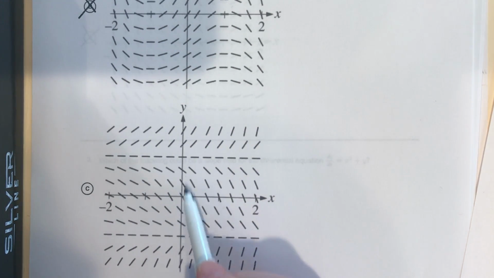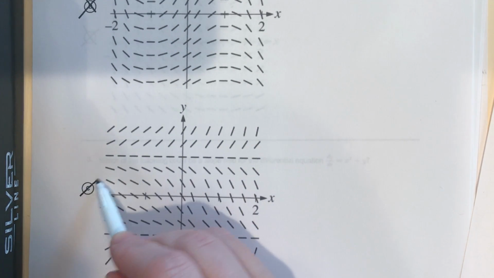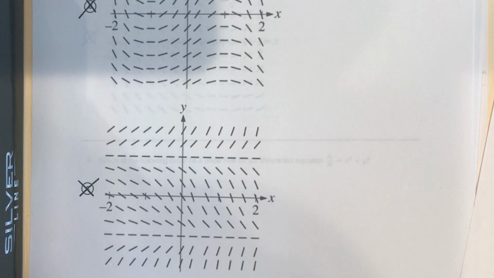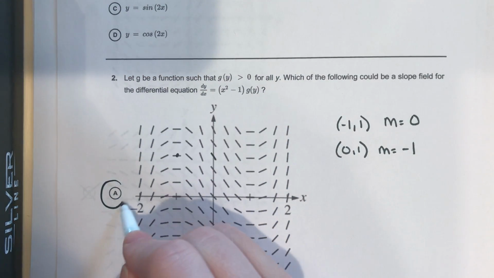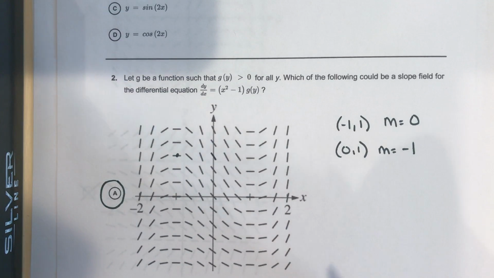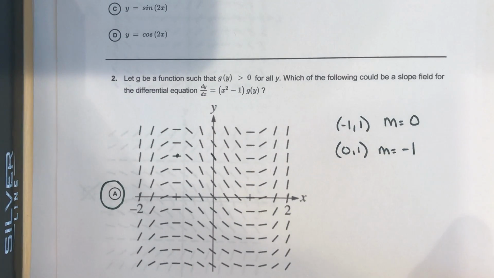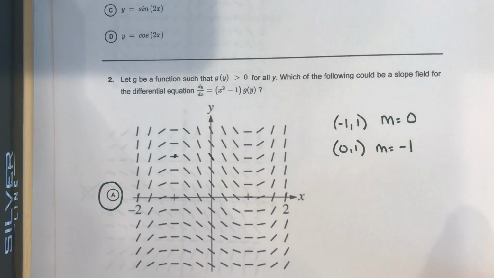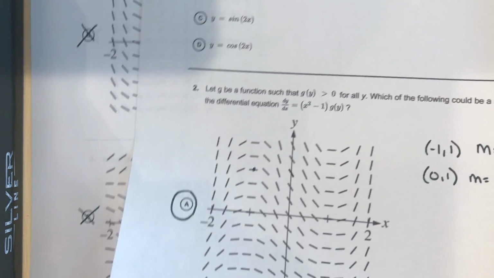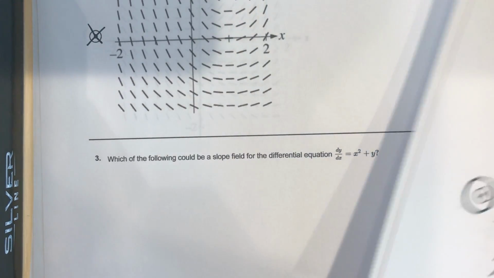And C, at 0, 1, I have a 0 slope. I can cross that one out too. So my final solution should definitely be A. And that's not bad. I got that after just checking 2 points. Okay, so moving on to question number 3.